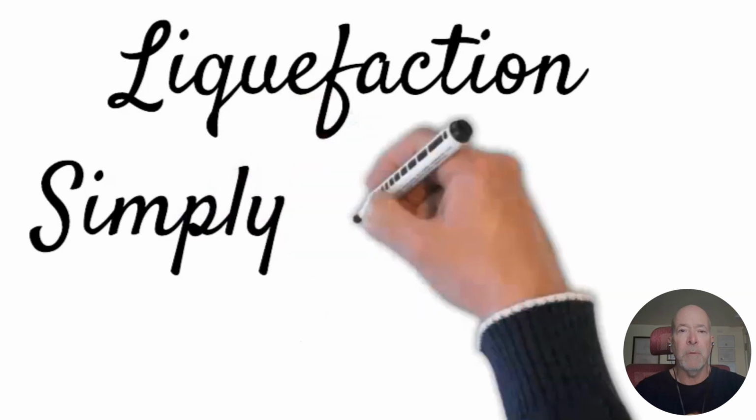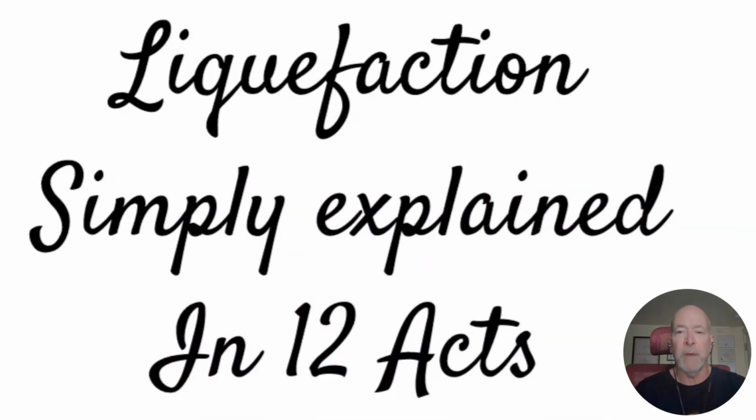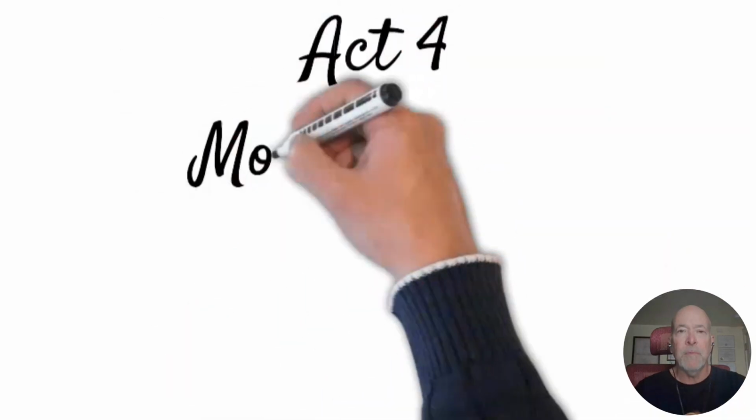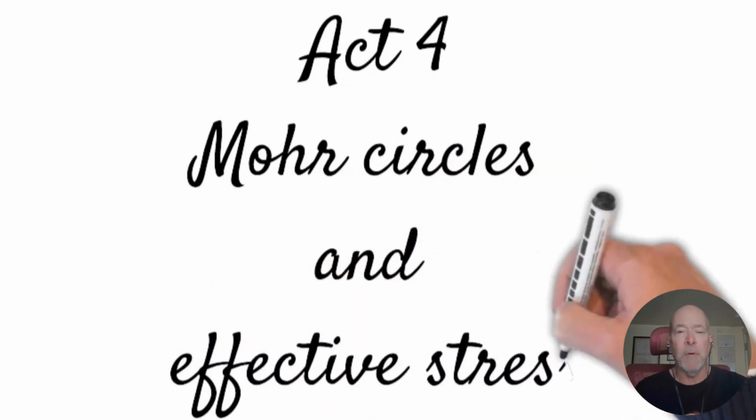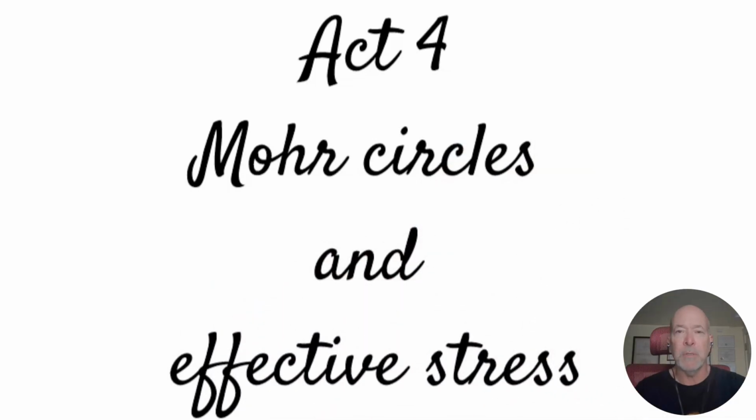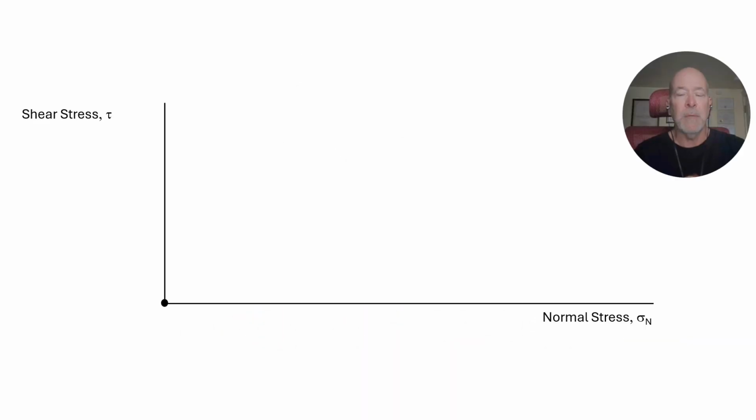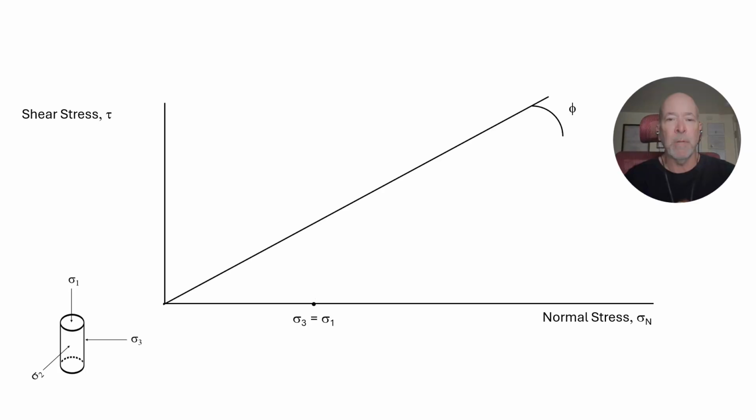I'm going to continue with liquefaction simply explained in 12 acts. We're on Act 4, which is more circles and effective stresses. If you remember, we have our axes, and we are looking at an isotropic consolidation where sigma 1 equals sigma 3 for the consolidation portion, and there are no shear stresses. We consolidate that out to where we wish it, and that's the initial confining pressure.